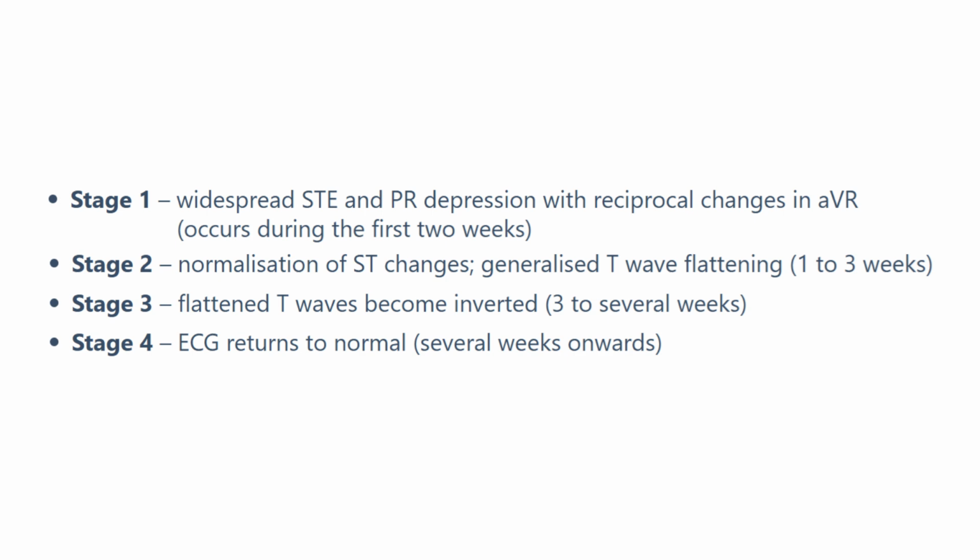In stage 2 of pericarditis, the EKG changes normalize. This usually happens sometime between week 1 and week 3. In stage 3, you see flattened T waves that become inverted. And in stage 4, the EKG returns to normal.